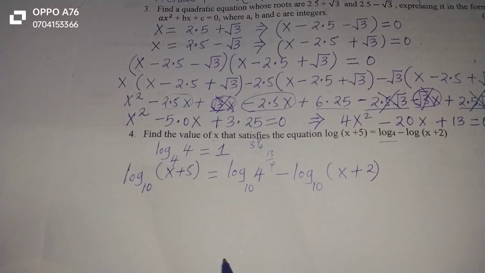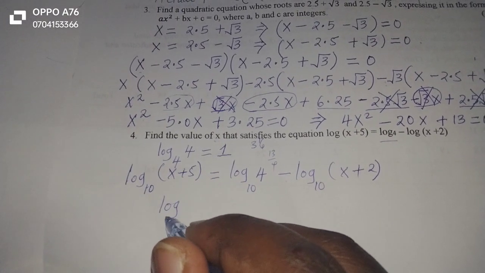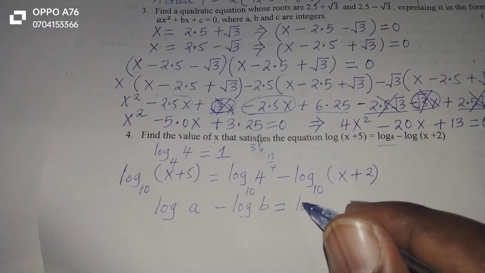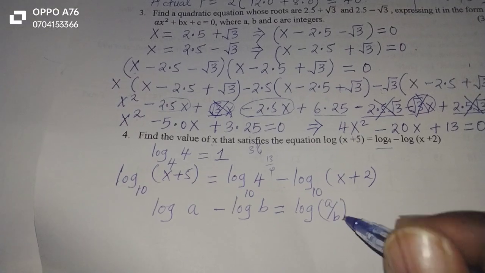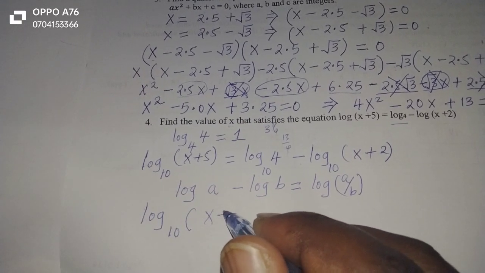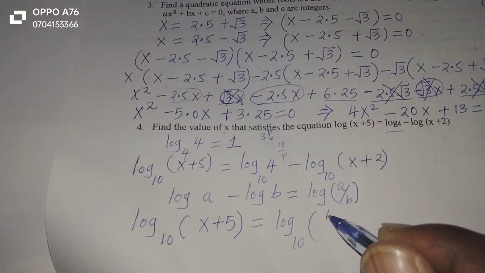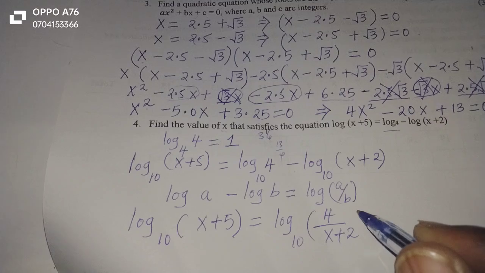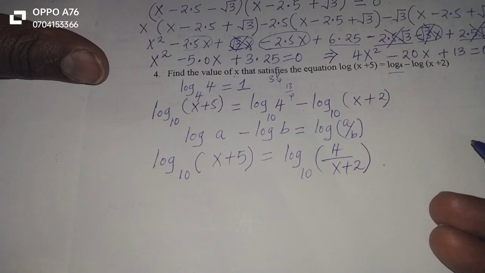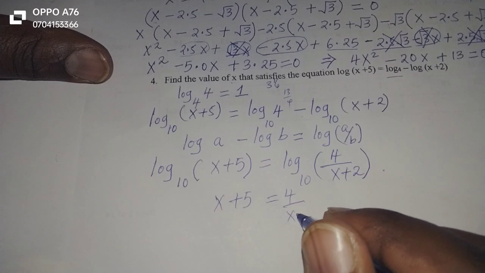We can now apply a law of logarithms, which says when there is a minus between two logarithms, the log of a minus the log of b, as long as they are at the same base, then we can just take the log of a divided by b. So applying this, we have the logarithm to base 10 of x plus 5 equal to the log to base 10 of 4 divided by x plus 2. Then at this point, we can drop the logarithms and equate the right hand side and the left hand side. So x plus 5 equals 4 divided by x plus 2.